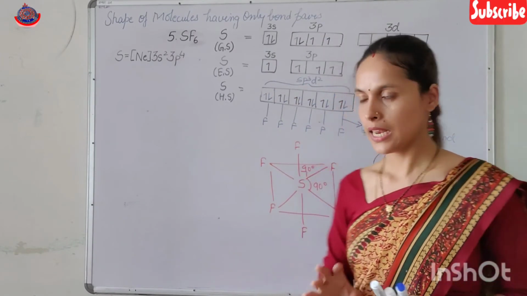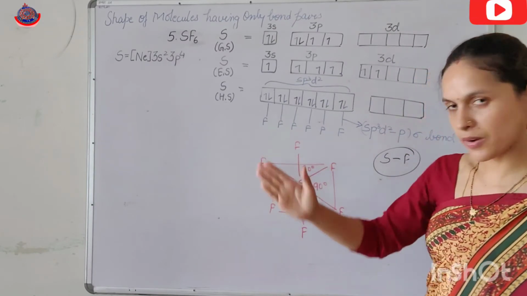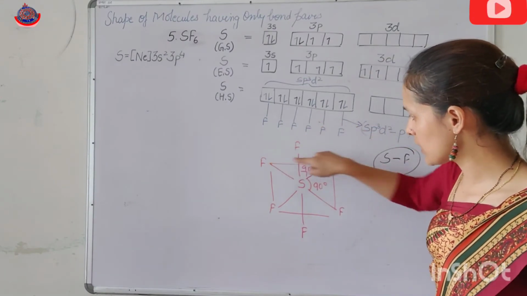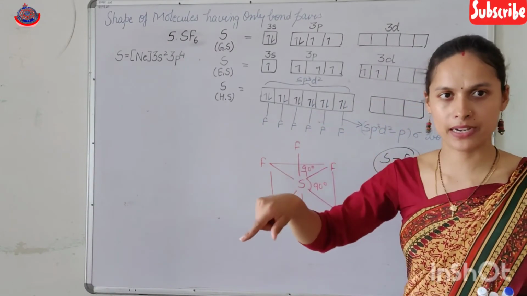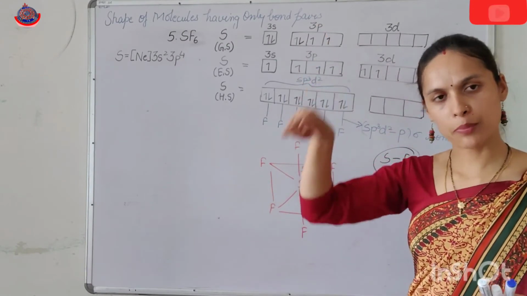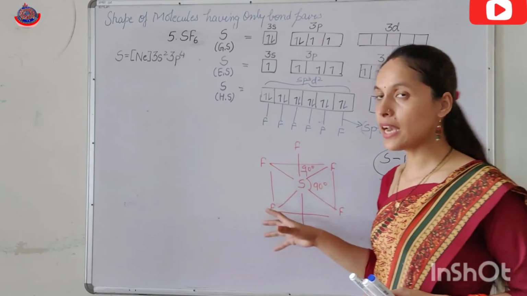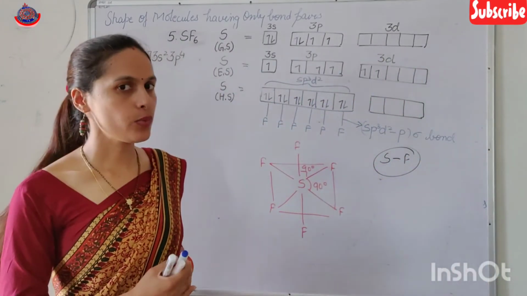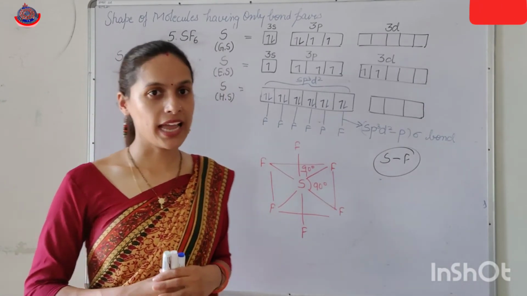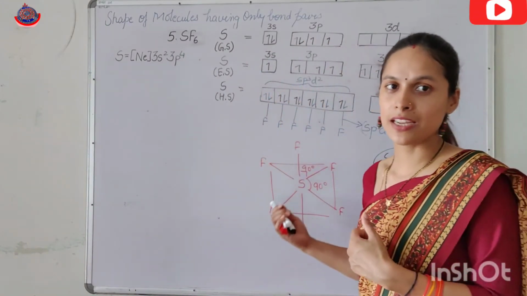They are equal in length, and the shape is square bipyramidal, because this fluorine is above the plane, towards you, and when I join this fluorine with these 4 fluorines, I get a pyramid. So that's why it is square bipyramidal. One pyramid is above the square and the other pyramid is below the square. That's why square bipyramidal.